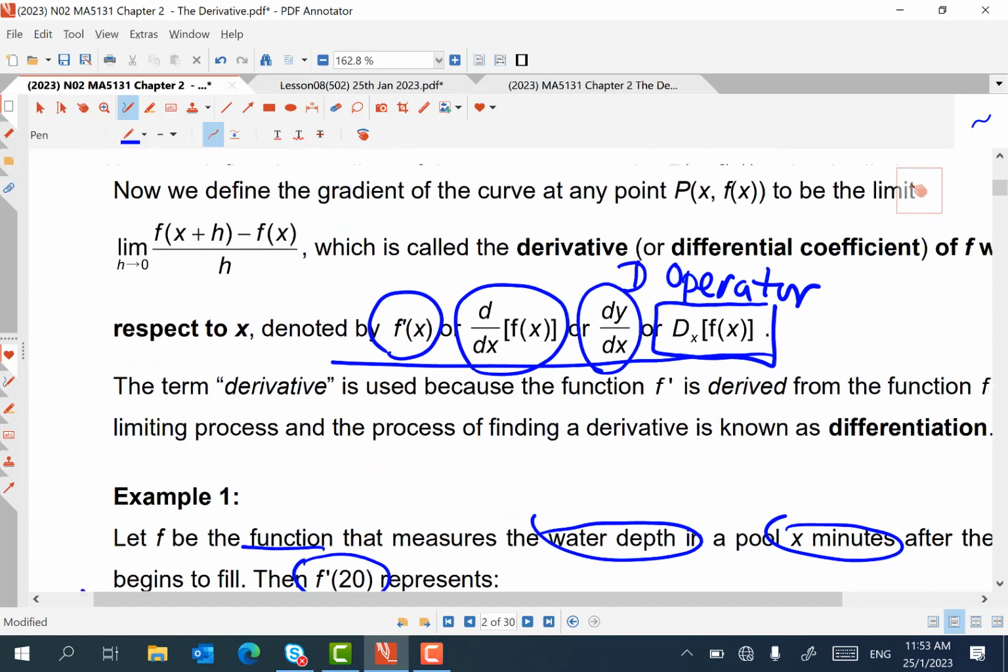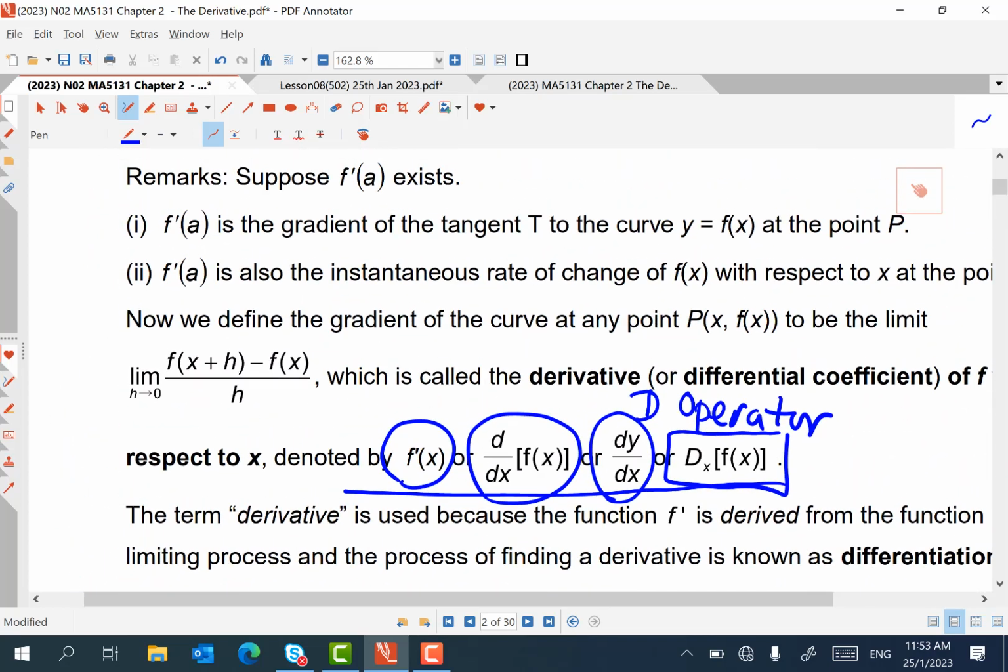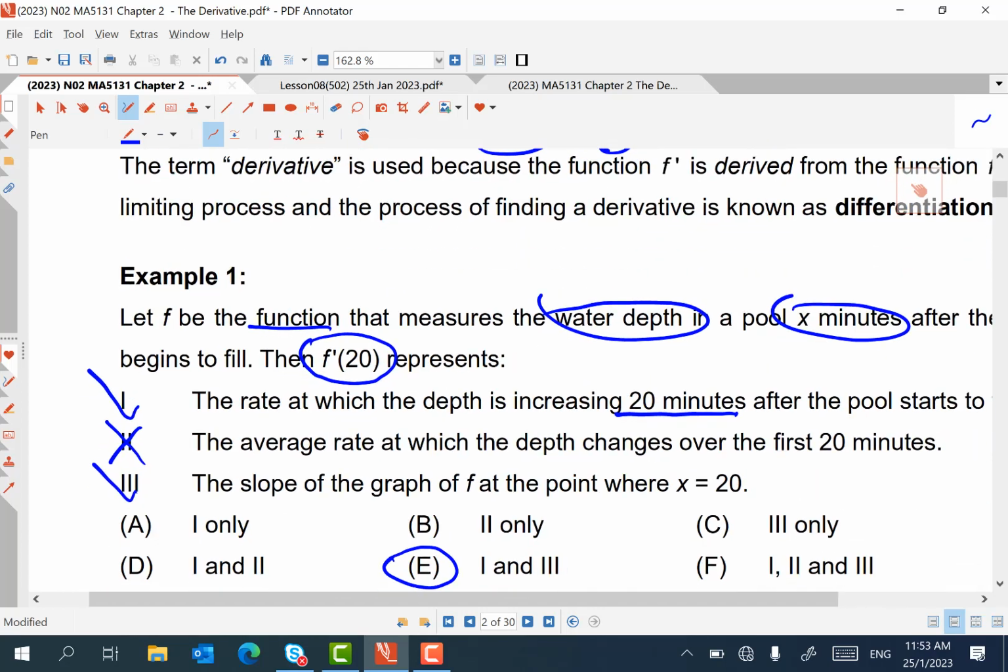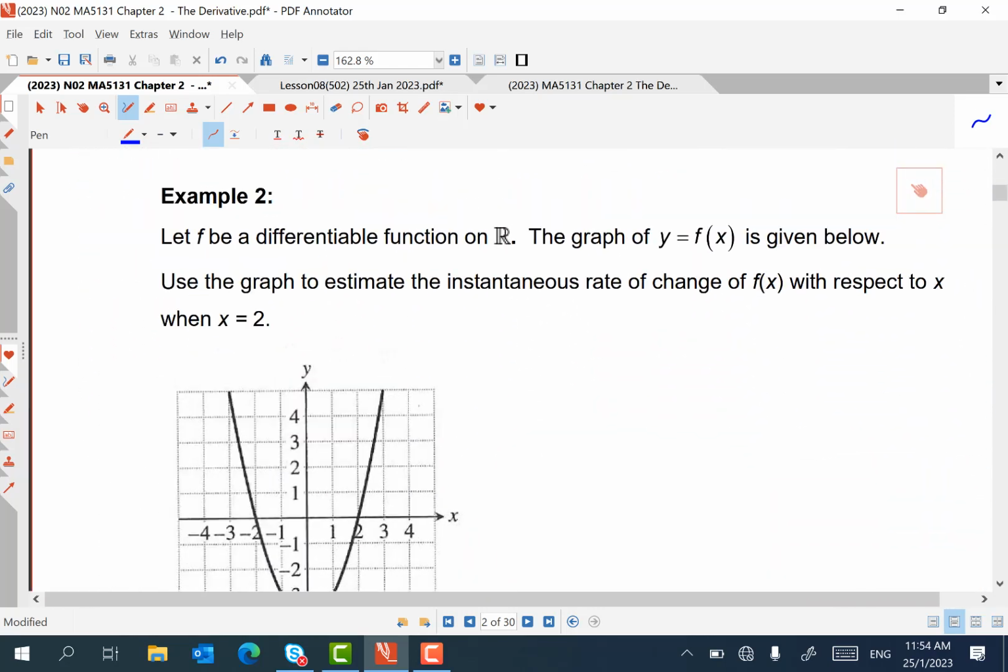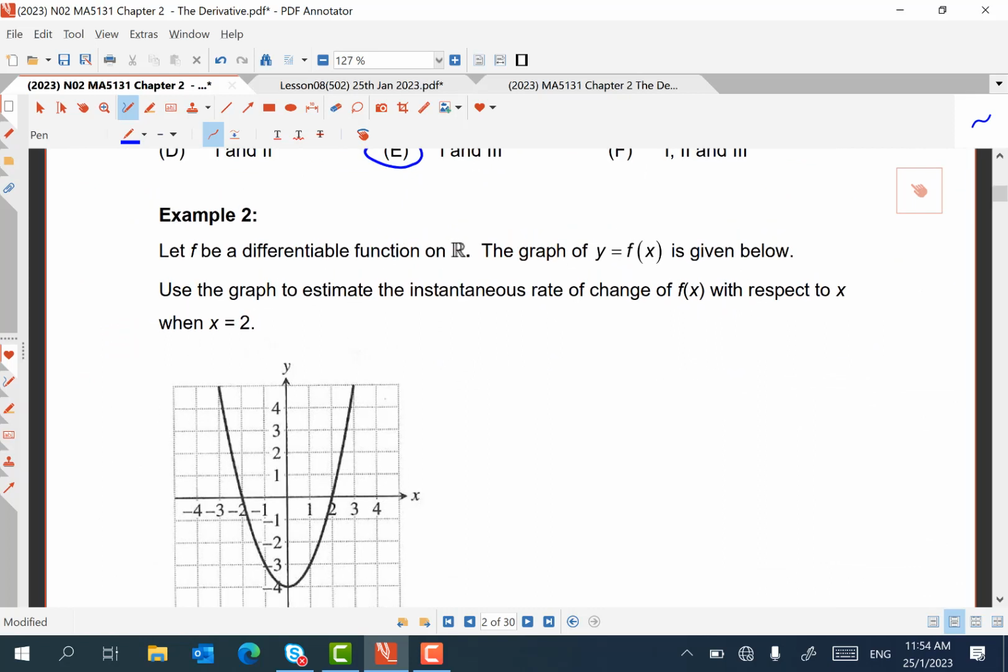Remember, there are two meanings to f prime: the instantaneous rate of change and the gradient function. This question is nice, isn't it? Let's see how Greg is going to do it.